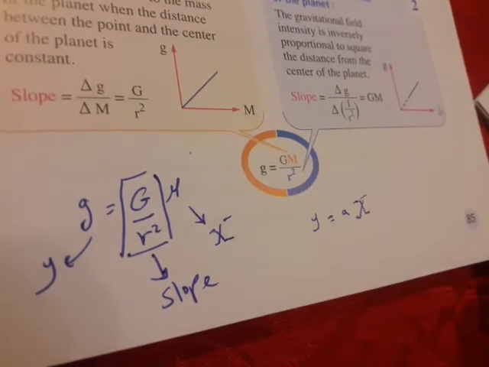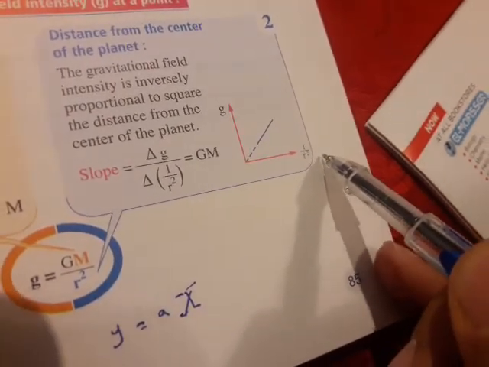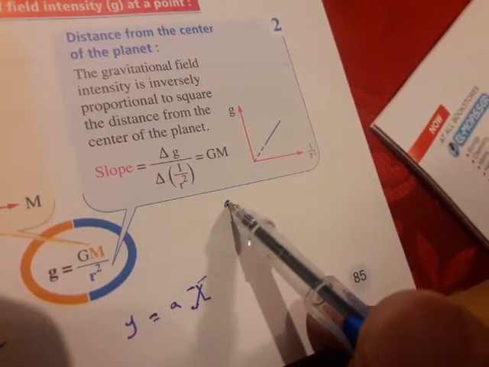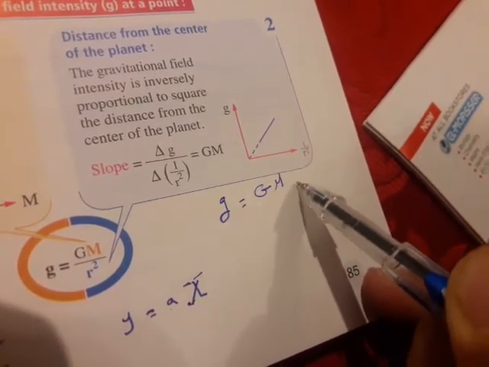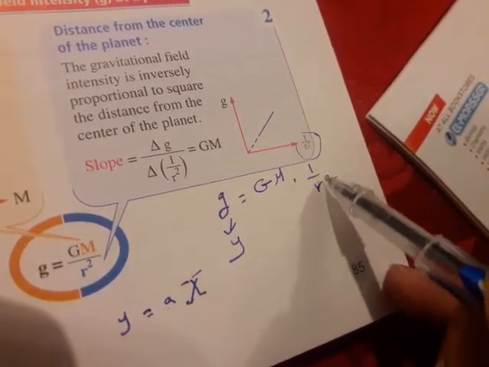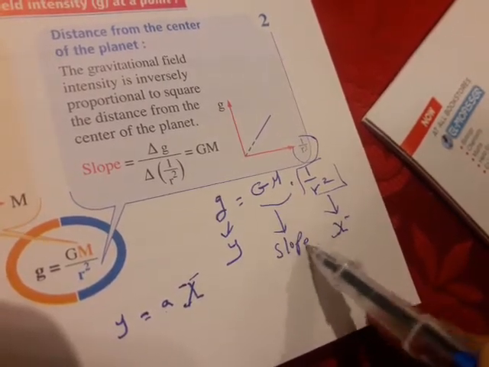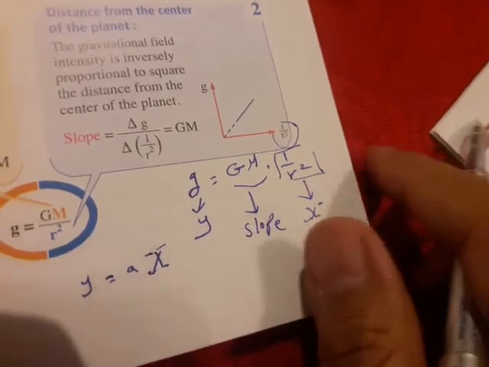Okay. Excellent. Here g and 1 over r square. We write the gravitational field g equals G capital M over R square times 1 over R square. Here is y, here is the x-axis. So the slope equals GM. Excellent. A question: shouldn't the law have the R square at the bottom? Here 1 over R square.